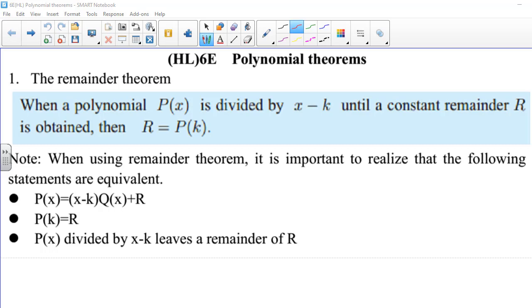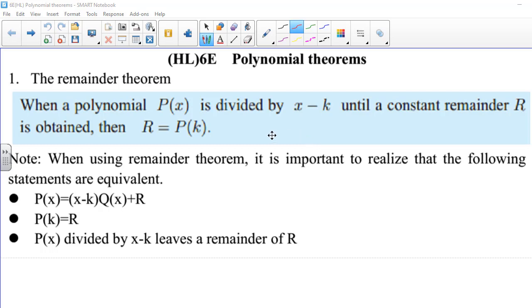Today we will look at Lesson 6E, Polynomial Theorems. In this lesson, we will be learning 4 different polynomial theorems. The first theorem we will be learning is called the remainder theorem. What is the remainder theorem? Let's look at the definition here.